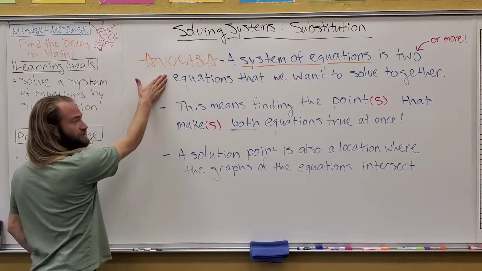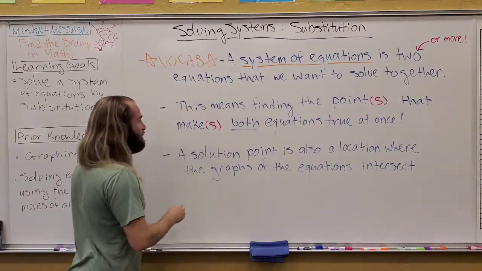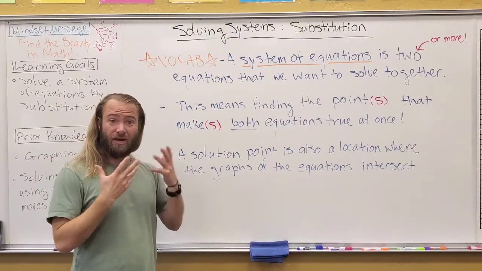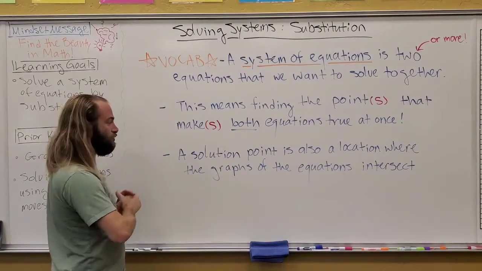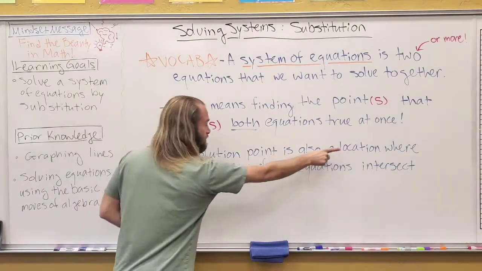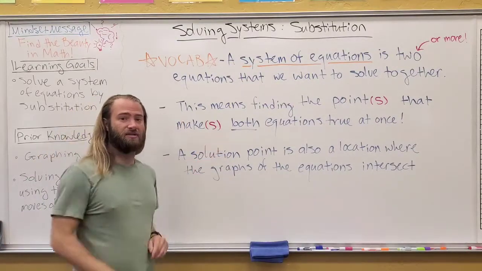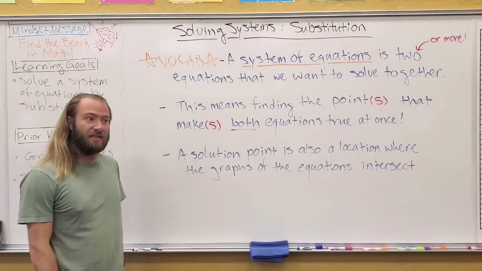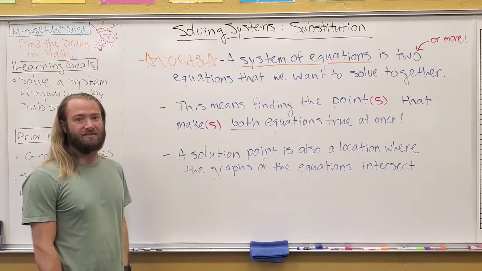So here's that definition I just said. What this really means is we're trying to find the point, or maybe points, that make both equations true at once. So we're trying to figure out a point algebraically, right? That's the main thing we're going to use today is algebra, that makes both equations true at one time. And if you find a solution point, that also represents a location where the graphs of the equations intersect each other. So where the graphs will cross. Okay? So understanding this will help us jump off into the rest of this lesson. Let's just dive in with an example to introduce this and then do some more practice.